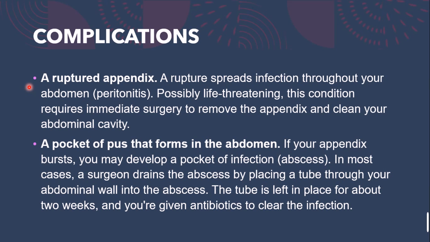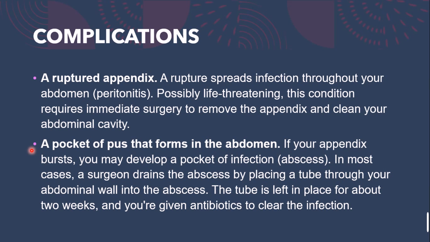It could be a life threatening situation, and it requires immediate surgery to remove the appendix and clean your abdominal cavity. Otherwise the whole organ in your digestive tract will get infected. The second complication could be a pocket of pus that forms in the abdomen. If your appendix bursts, you may develop a pocket of infection called an abscess, and in most cases a surgeon drains the abscess by placing a tube through your abdominal wall into the abscess.